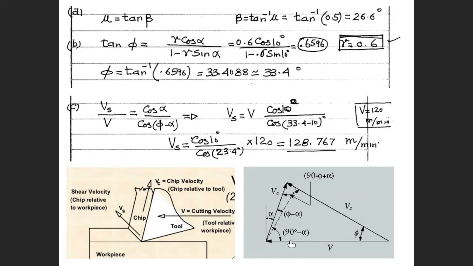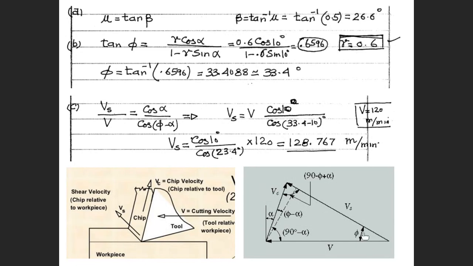This is phi, this is 90 minus alpha, this is 90 minus phi plus alpha. Then you know that Vs divided by sine of this angle equals V divided by sine of this angle. Then you obtain Vs divided by V equal to cosine alpha divided by cosine of phi minus alpha. Then alpha we know and phi we know, then you can obtain Vs. Vc also we can obtain.